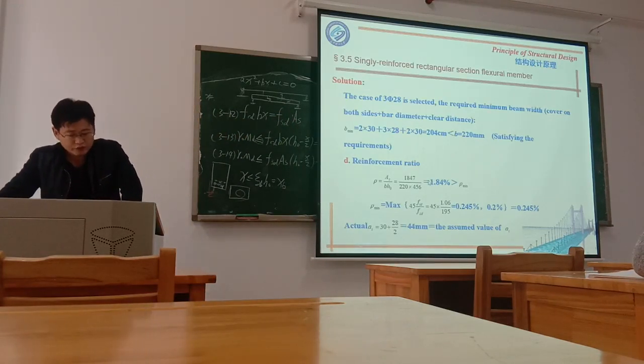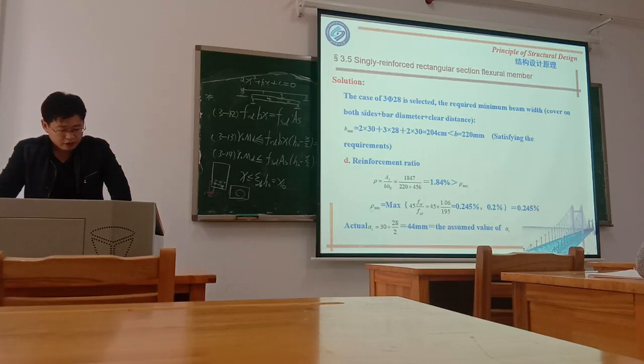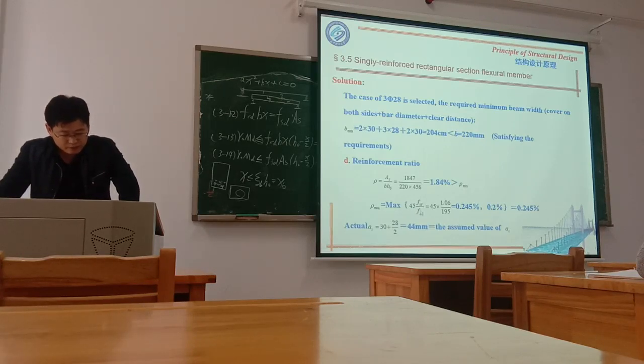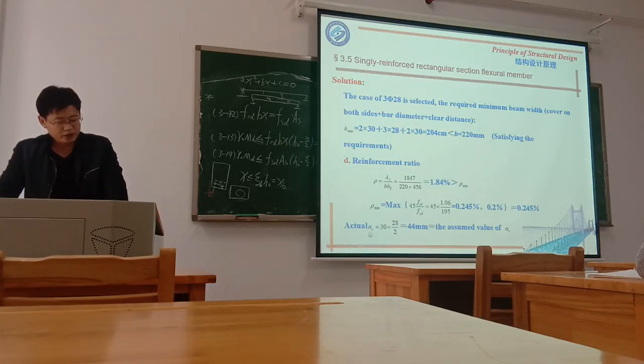And then you find the reinforcement ratio is 1.84%. Of course, it's larger than the minimum value. The minimum value is the maximum between these two, 0.2 and this value, and finally it is 0.245. Of course, the real reinforcement ratio is larger than this one. It meets the requirement.